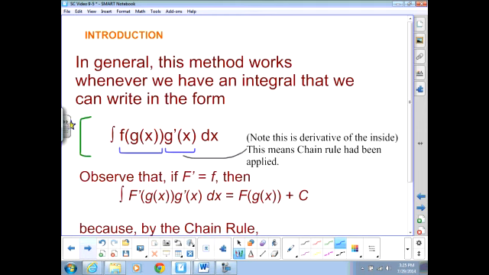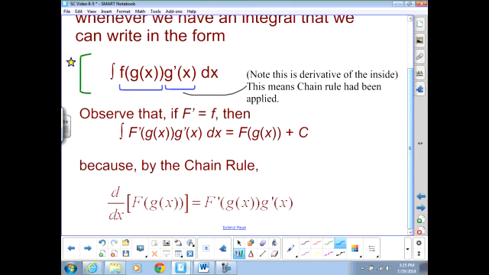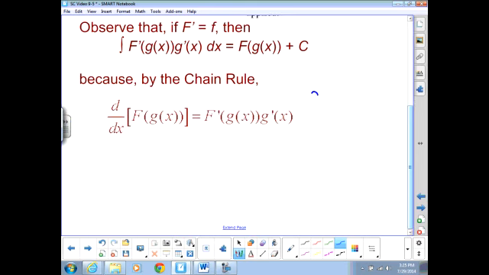So as I said, basically, we use this in a case where chain rule had been applied to the original function. And it might be easiest to see this starting from the bottom. If we have a function inside of a function, we know when we do chain rule, you take the derivative of the outside function, so capital F prime, keep the inside the same, g of x, and multiply by the derivative of the inside, g prime of x.